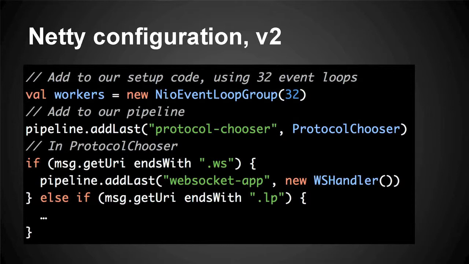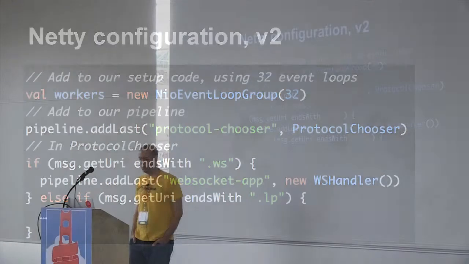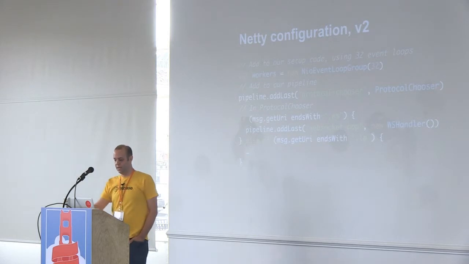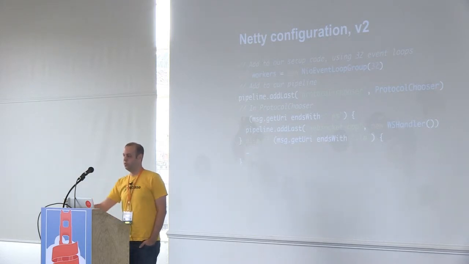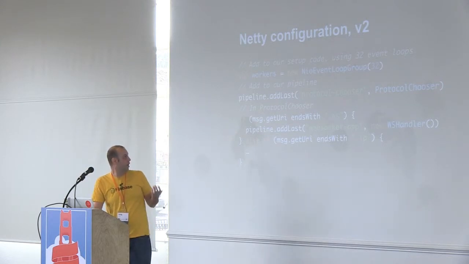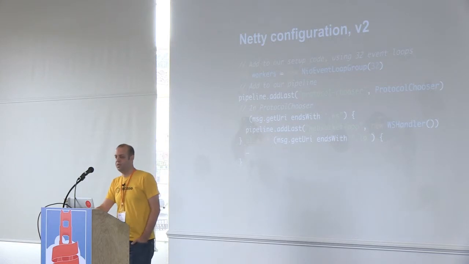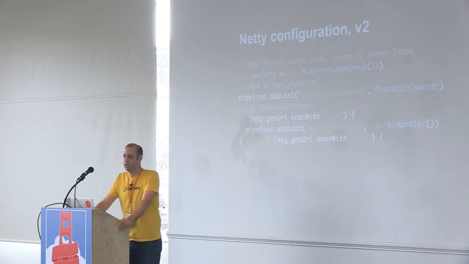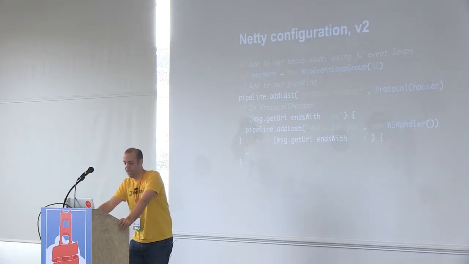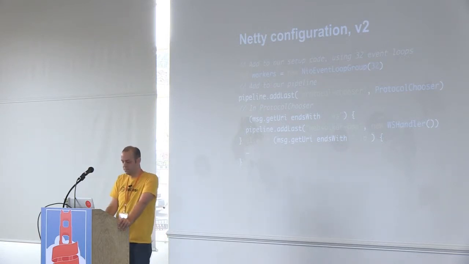At the top, we're now using multiple event loops. We're going to modify our pipeline to add this stage that looks at what protocol we're using. And then in that protocol chooser, we're going to modify the pipeline accordingly. So here's just a little snippet of checking for if we have a WebSocket. And if we have an HTTP request, like our first version, we can just pass it along to the original version of our application that we had.